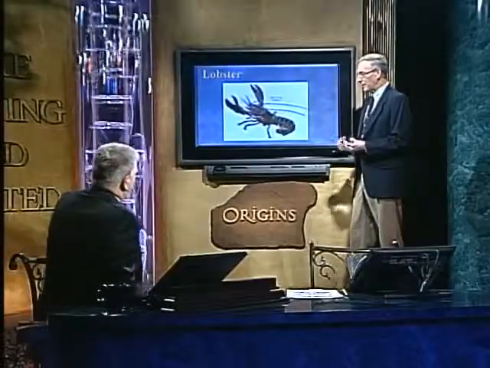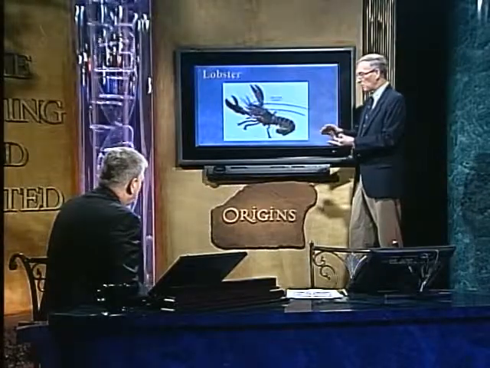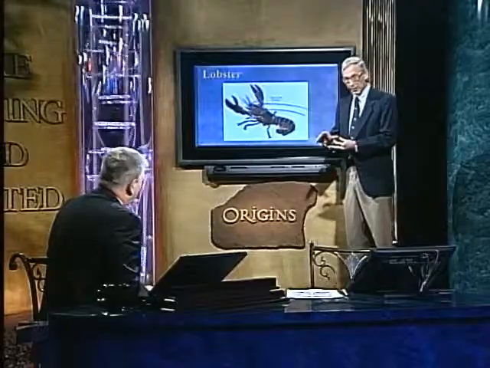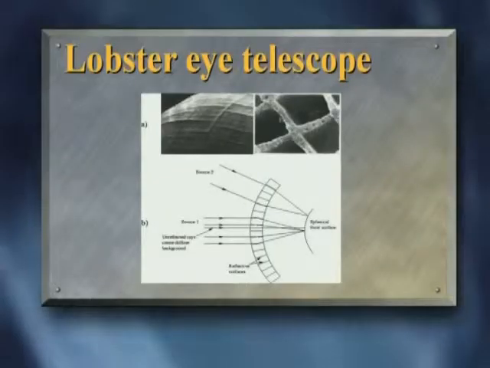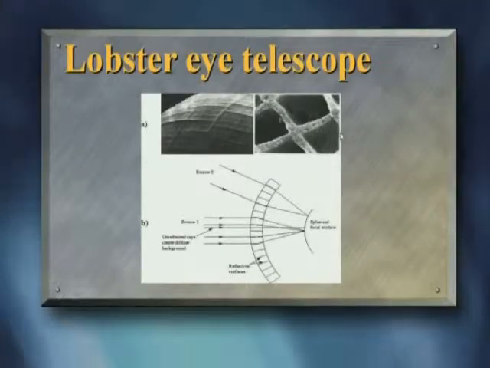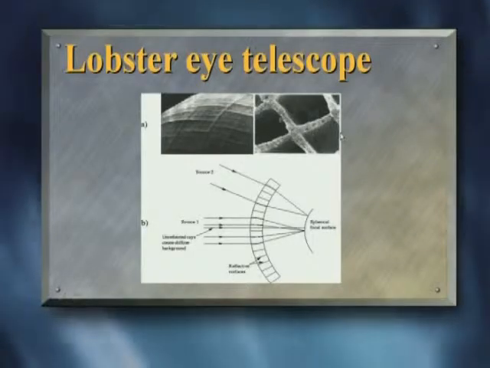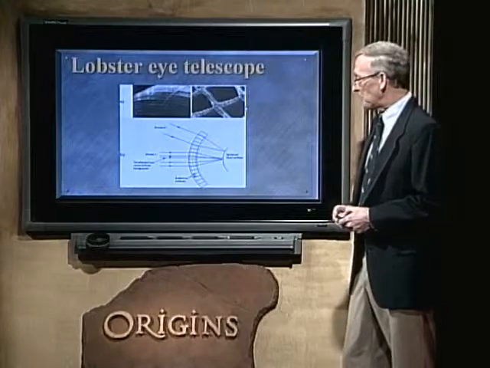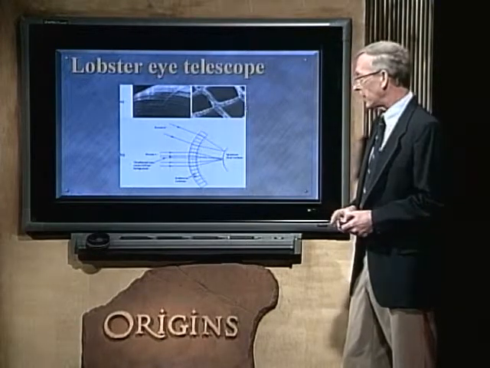It turns out that this kind of rectangular box with silvered sides is just what's needed to focus X-rays. Here's a microscope picture of the eye of the lobster showing these rectangles, these openings. Actually, there's multiple ones, and the light goes on through and hits their retina so they can see. And what's been invented on this basis is what's called a lobster eye telescope.